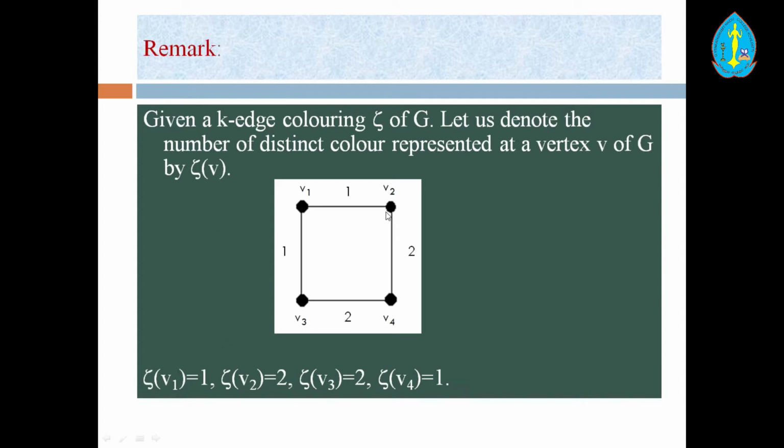At V2, color 1 and color 2 are represented, so two colors are represented at V2. Therefore C(V2) equals 2. At V3, color 1 and color 2 are represented, therefore C(V3) is 2. At V4, only color 2 is represented, therefore C(V4) equals 1.